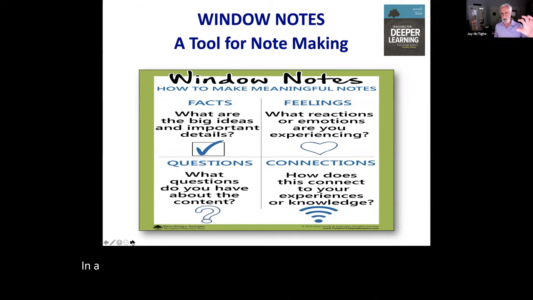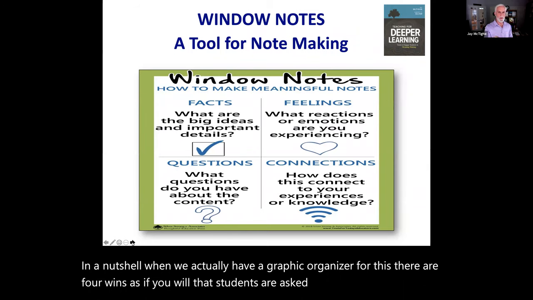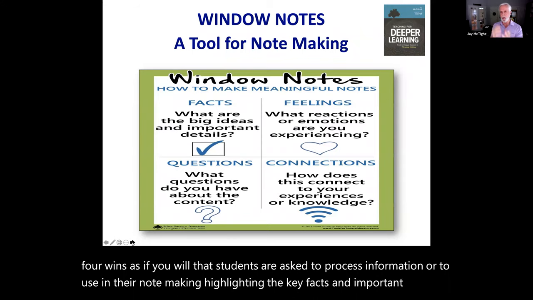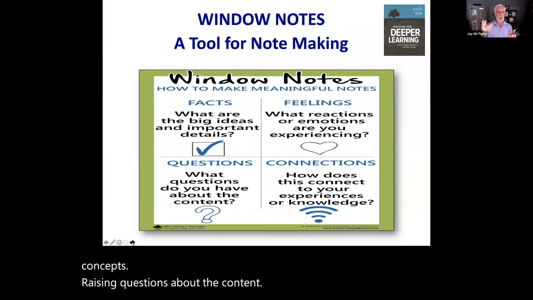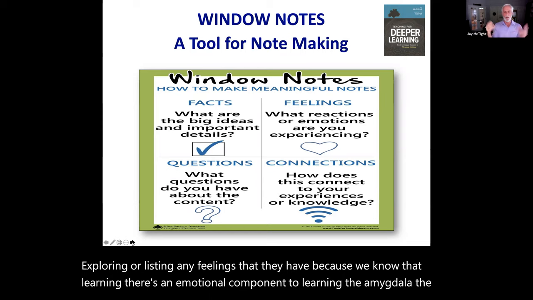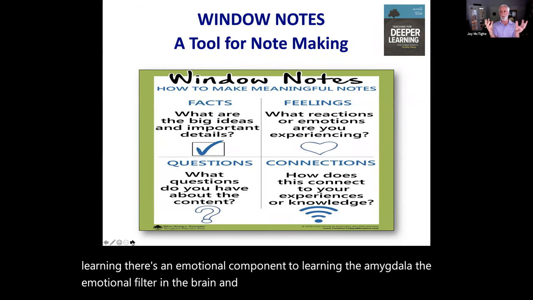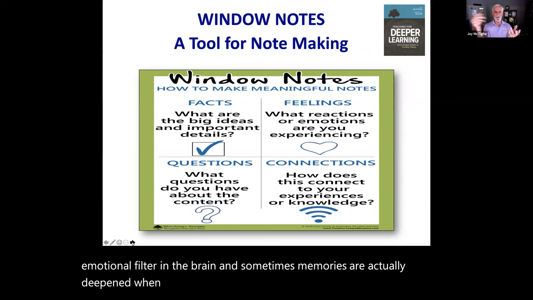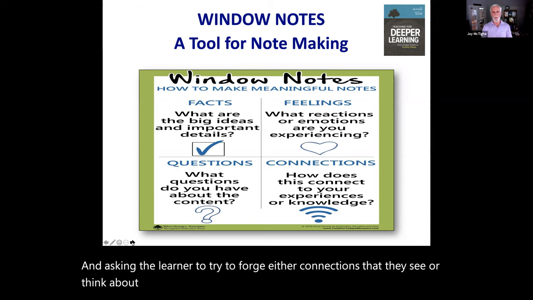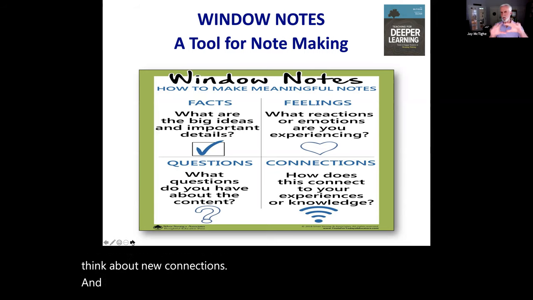Highlighting the key facts and important concepts, raising questions about the content, exploring or listing any feelings that they have, because we know that there's an emotional component to learning. The amygdala is the emotional filter in the brain. And sometimes memories are actually deepened when we can connect feelings or affect with content. And asking the learner to try to forge either connections that they see or think about new connections. So that's how the window notes function.